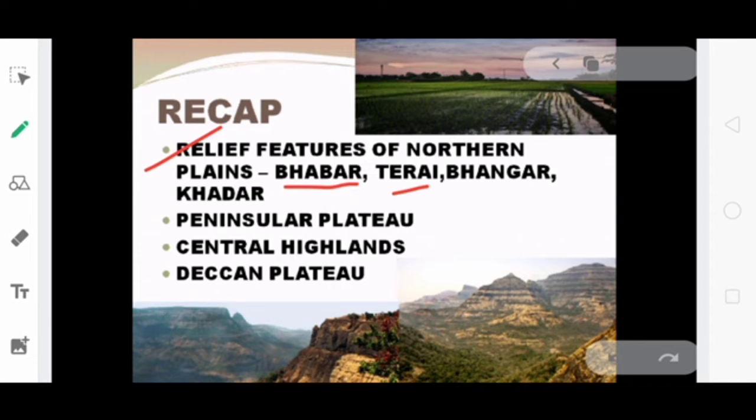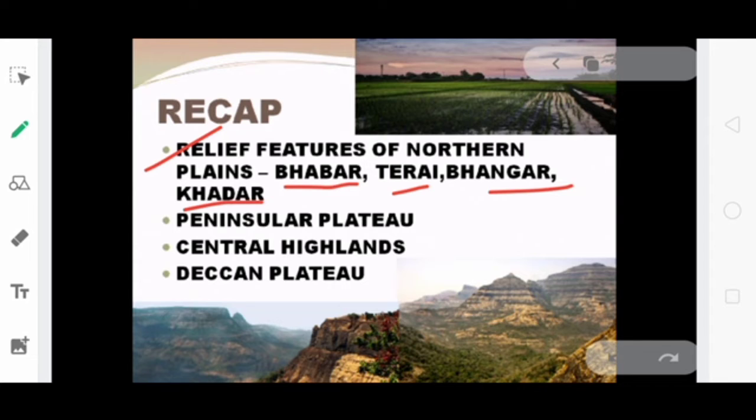Then we discussed Bankar. The largest part of the northern plain is formed of older alluvium. It lies above the floodplains of the rivers and presents a terrace-like feature. This part is known as the Bankar. Then we discussed Khadar. The newer, younger deposits of the floodplains are called Khadar. They are renewed almost every year and are very fertile.